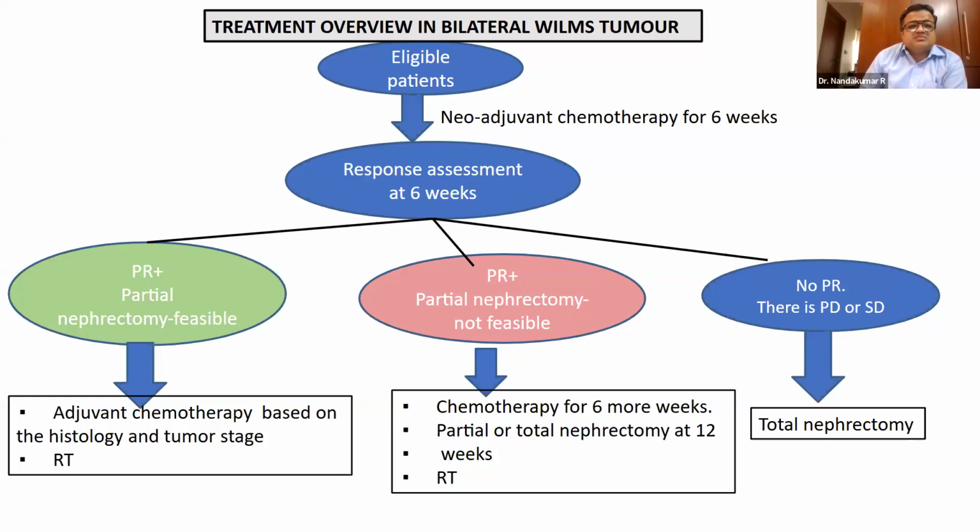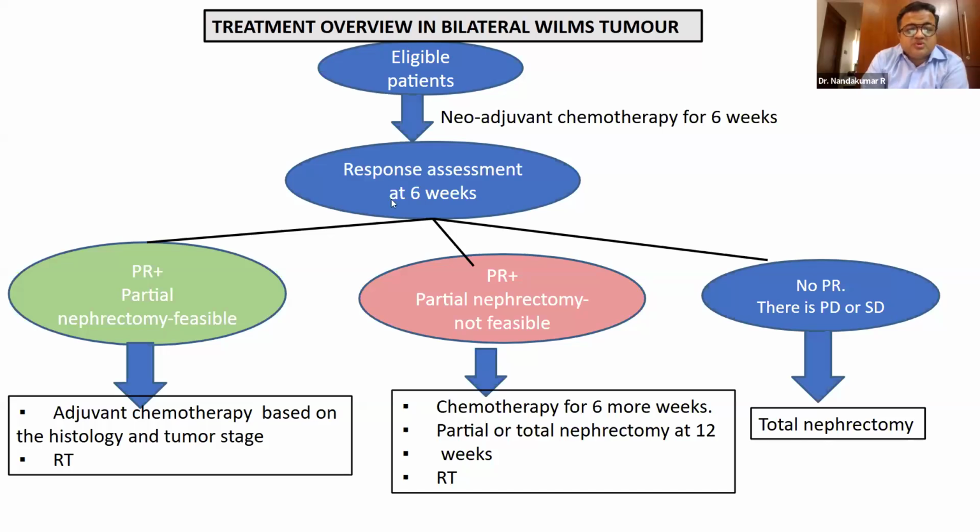In these patients, both the groups, whether American or European, start with neoadjuvant chemotherapy. The Americans usually start with 3-drug chemotherapy, while SIOP actually uses only a 2-drug chemotherapy. You do a response assessment after week 6. If you find that you've got an adequate partial response, then you can see if partial nephrectomy or nephron sparing surgery is feasible. If it is feasible, you proceed for surgery and then plan your adjuvant chemotherapy.